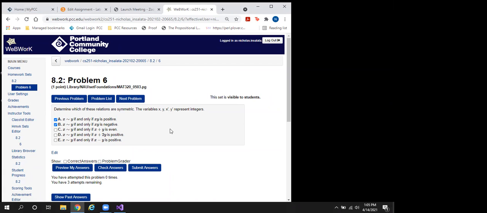Okay. X is related to Y if and only if their sum is even. So what do you think about that one? Same idea, right? Addition is also commutative, so it doesn't matter which order you add things in. Cool. Okay, good. How about x plus 2y is positive?